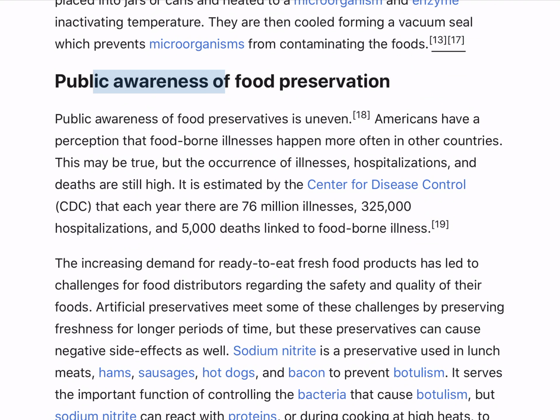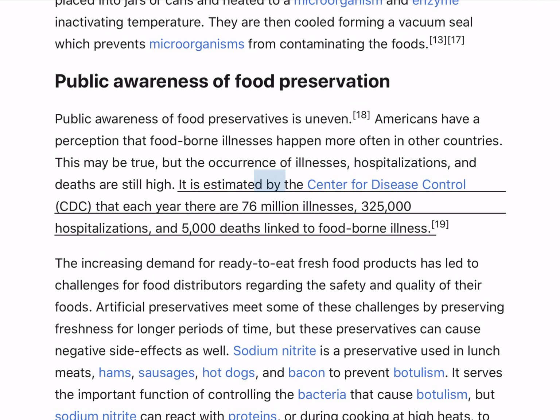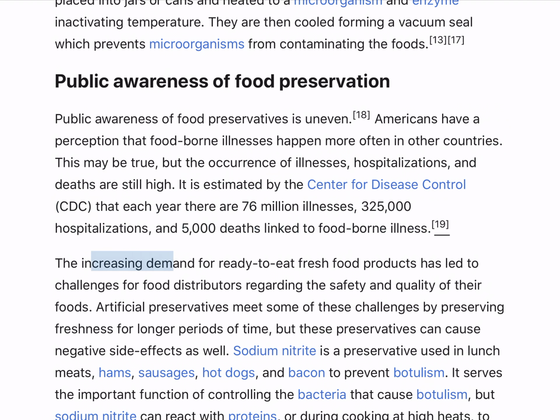Public awareness of food preservation. Public awareness of food preservatives is uneven. Americans have a perception that foodborne illnesses happen more often in other countries. This may be true, but the occurrence of illnesses, hospitalizations, and deaths are still high. It is estimated by the Center for Disease Control, CDC, that each year there are 76 million illnesses, 325,000 hospitalizations, and 5,000 deaths linked to foodborne illness.